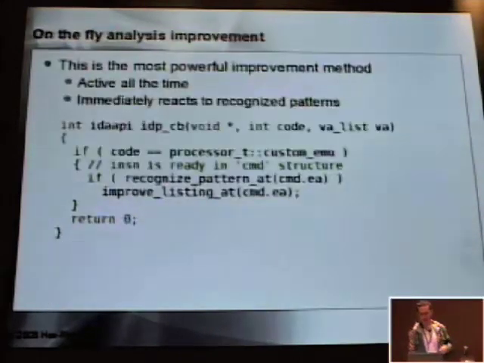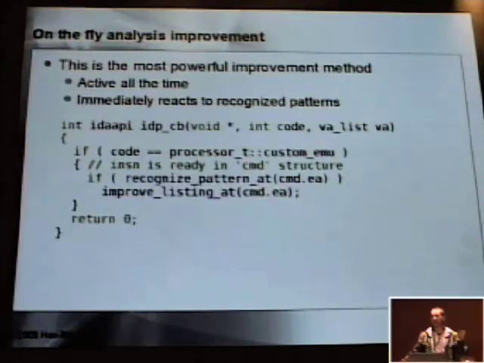And now the most powerful way of doing things: we do things on the fly. Usually we hook on the emulation event. We try to recognize something, and if we recognize something, we improve the listing at the current address. So this is a very high level, abstract way of representing things. We look at the current instruction. If it's our case, we do something with the listing.